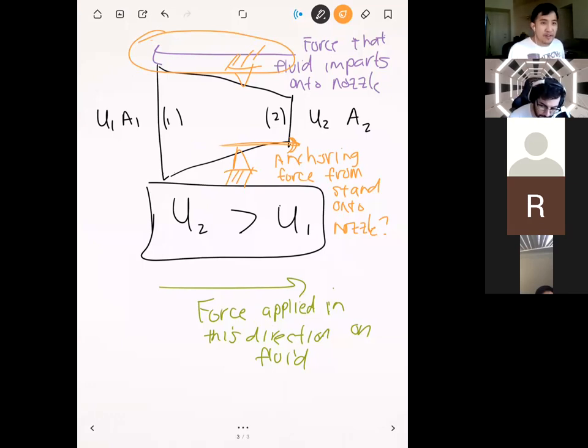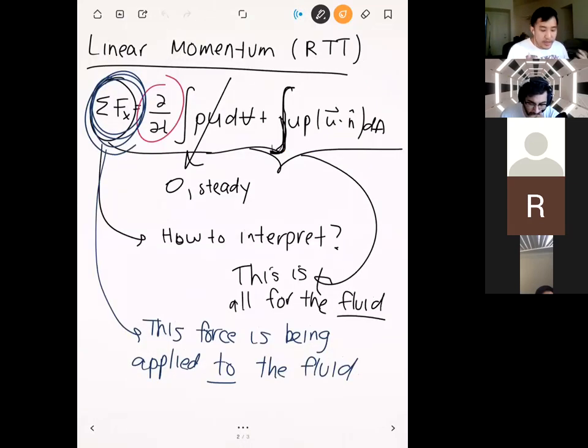Sometimes even when I'm doing these problems, I psych myself out and switch the signs one less time or one more time than I need to. But this is the basics of how you interpret the force. The most important thing, besides the trickiness of the wording of problems sometimes, is that I want you to understand that when you're computing the force directly from RTT, this is the force that's on the fluid itself.